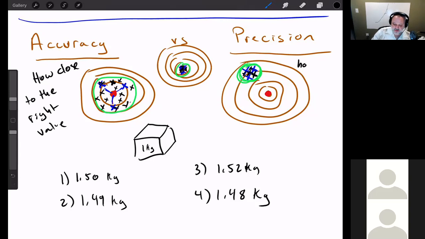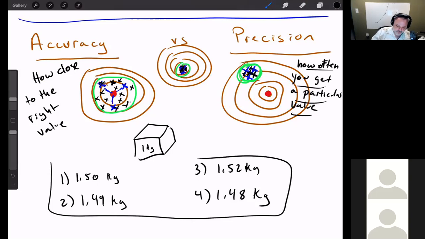It's about how often, to use your words, how often you get a particular value. So it doesn't matter for precision whether or not it's the actual value. All that matters is how often you get the same measurement. These measurements are all wrong. All of them are wrong, but they're all precise in the sense that they're very close together. So they have precision, but they do not have accuracy.